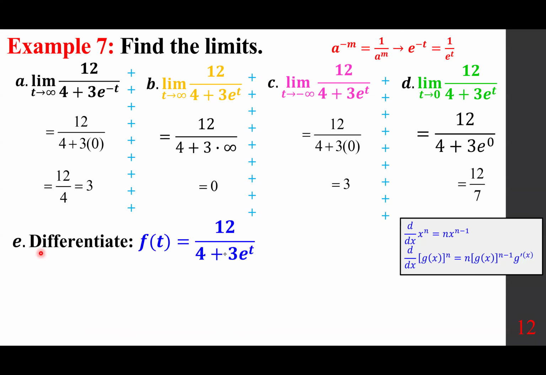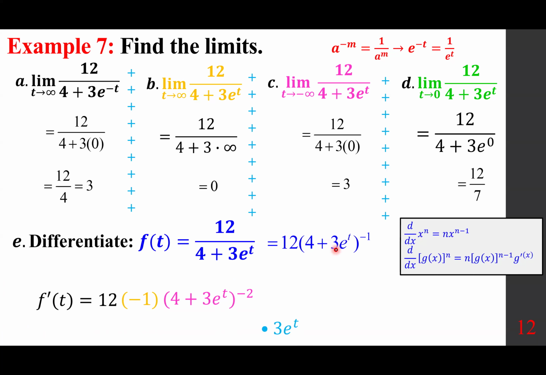We want to differentiate this. We're going to bring this up to get it ready to use the extended power rule. 12 times negative 1, same thing to the power of negative 2. We are using the extended power rule. Now the derivative of the inside is 3 to the power of t. And we're done. So this one goes down, becomes a positive exponent. 12 and negative 1 and 3 to the power of t. Their product is negative 36 e to the power of t.